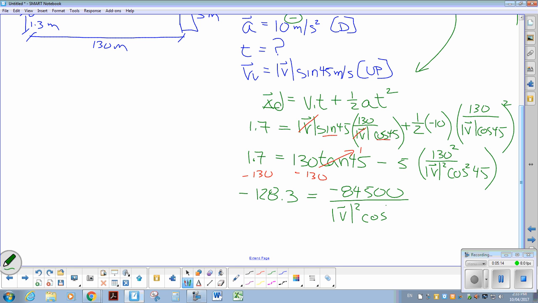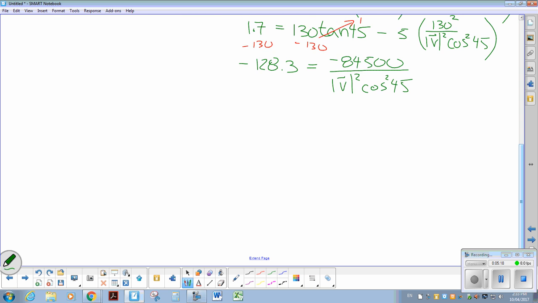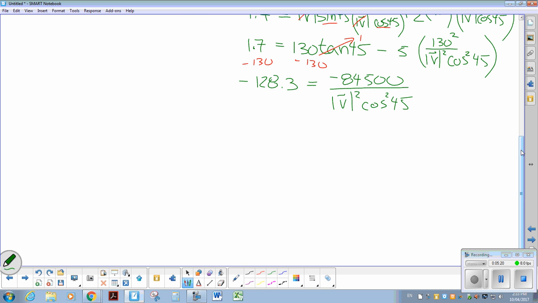I'm not going to multiply or determine the cos squared 45 right now because that's a decimal. I don't want to write them all out. So algebraically, I'm going to multiply both sides by v squared and divide by negative 128.3. Hopefully by grade 12, you're comfortable with doing a bit of a switch here with those two values. It's negative 84,500 over negative 128.3 cos squared 45. So I'm just rearranging the equation, isolating my v value.